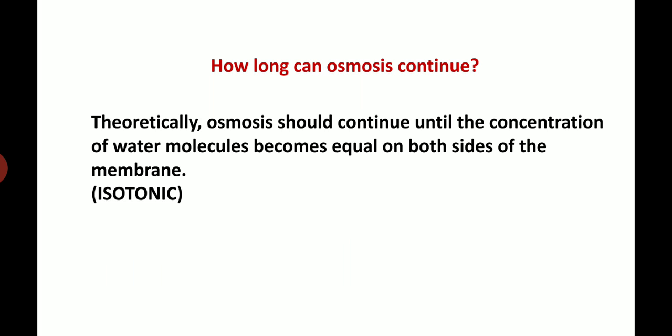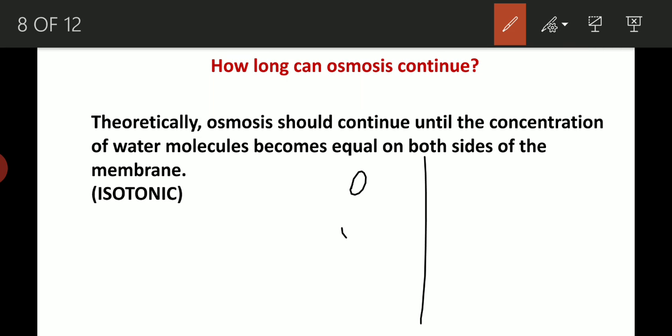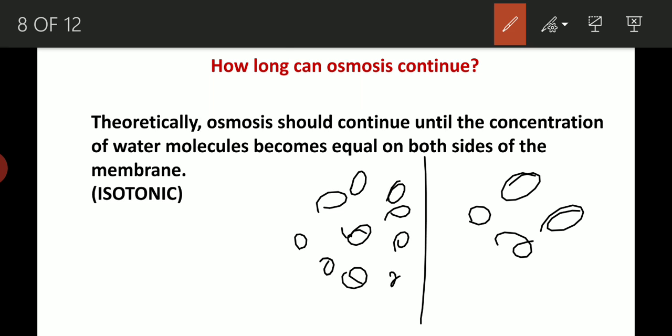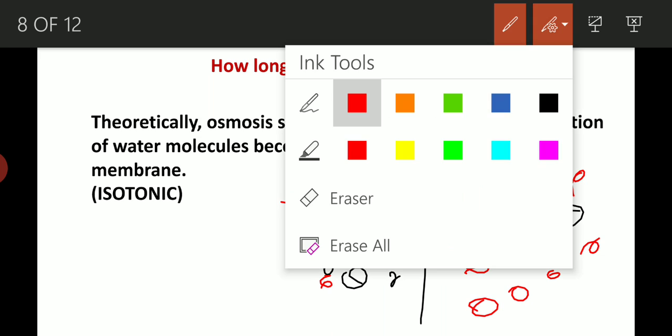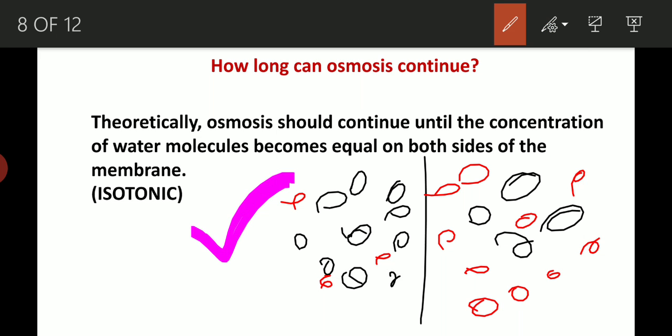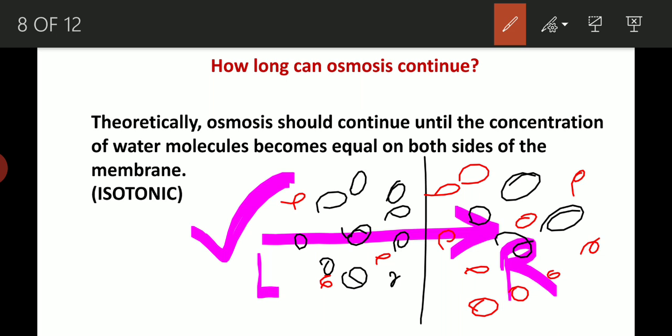Now the question is, for how long can osmosis continue? Theoretically, osmosis should continue until the concentration of water molecules becomes equal on both sides of the membrane. Suppose these are the water molecules, and in red, these are the solute. Obviously on this side the water is present more, so water will move from left to right. But for how long? Till the time when on both sides the water molecules become equal.